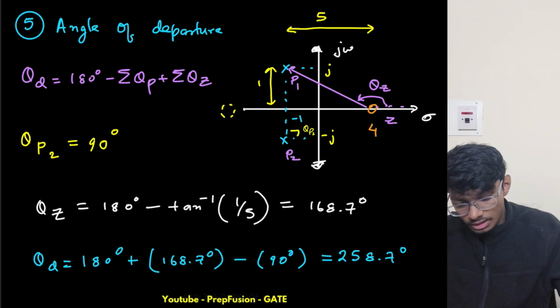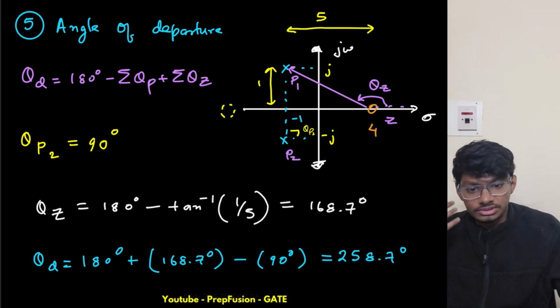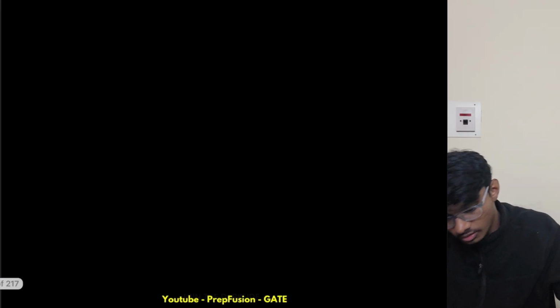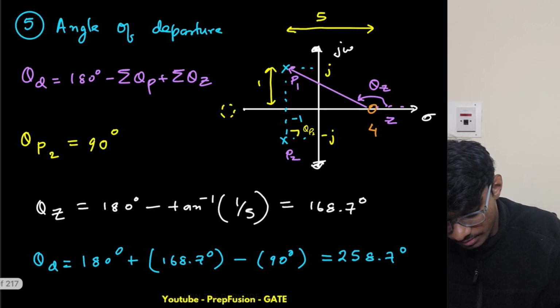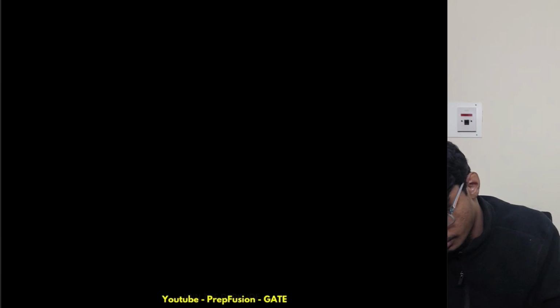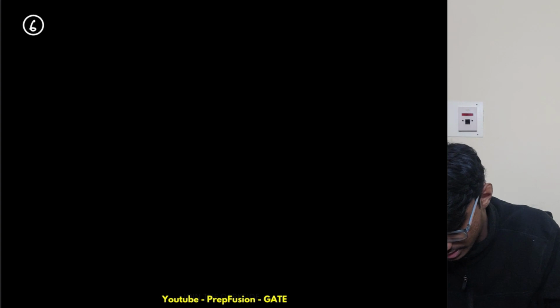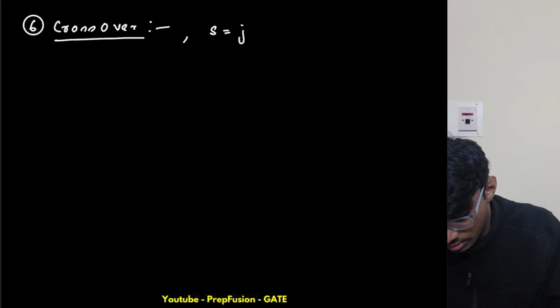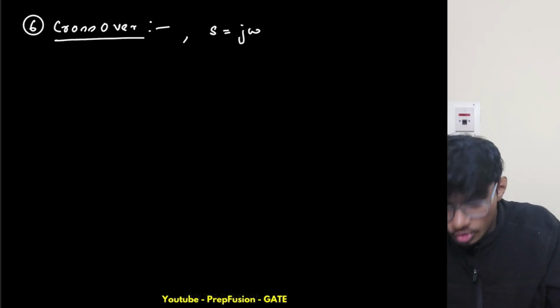But what we want to know is, will it cross my j omega axis, the crossover point? So here also this is interesting. We have got the angle of departure, right? So will it cross my crossover point, the imaginary axis? For the crossover point, what we used to do was we put s equals to j omega. So if you put s equals to j omega, what do you get?